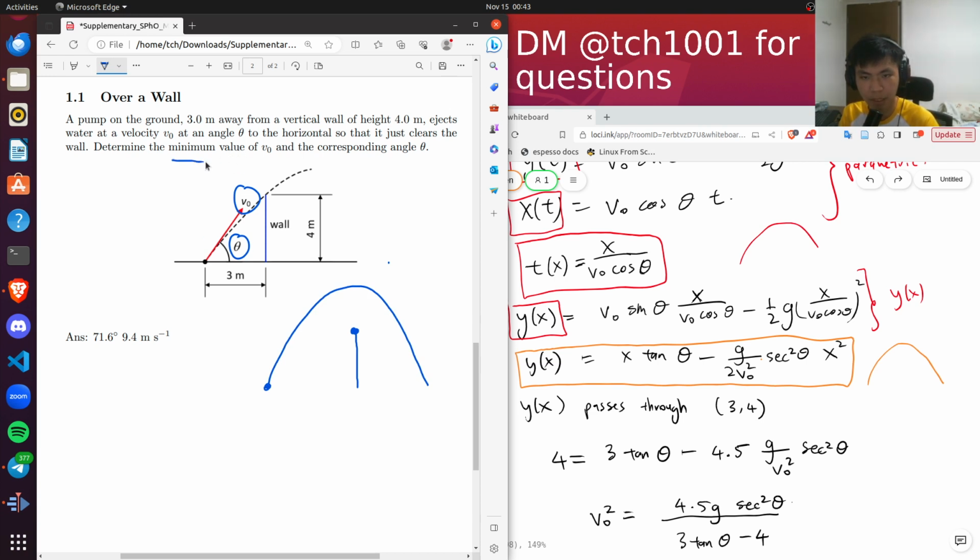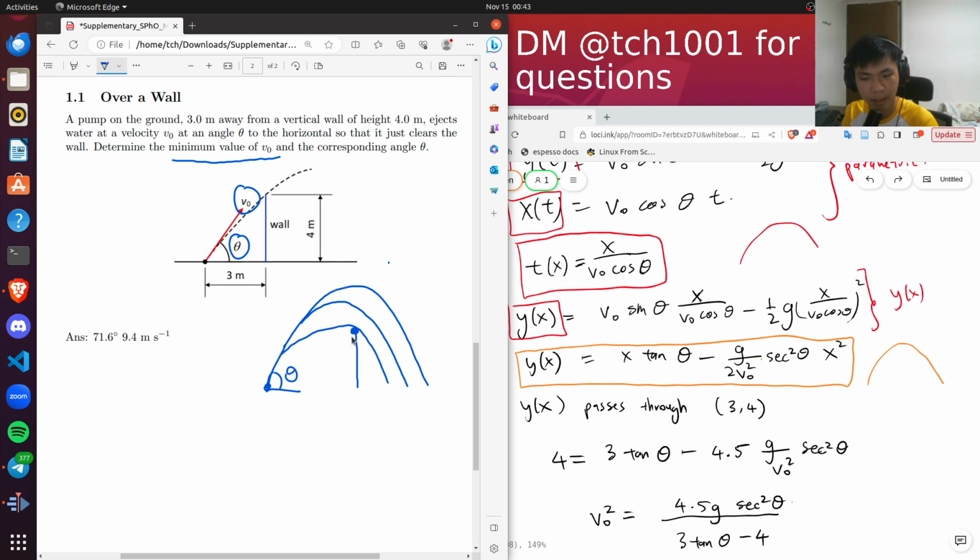It wants us to find the minimum value of v naught, right? The minimum initial velocity. So if I have a parabola that flies over the wall, I can actually reduce the velocity a little bit and have it still fly over the wall like this, right? And I can reduce it until, for every angle theta, there exists some velocity such that it just nicely touches the tip of the wall, right?